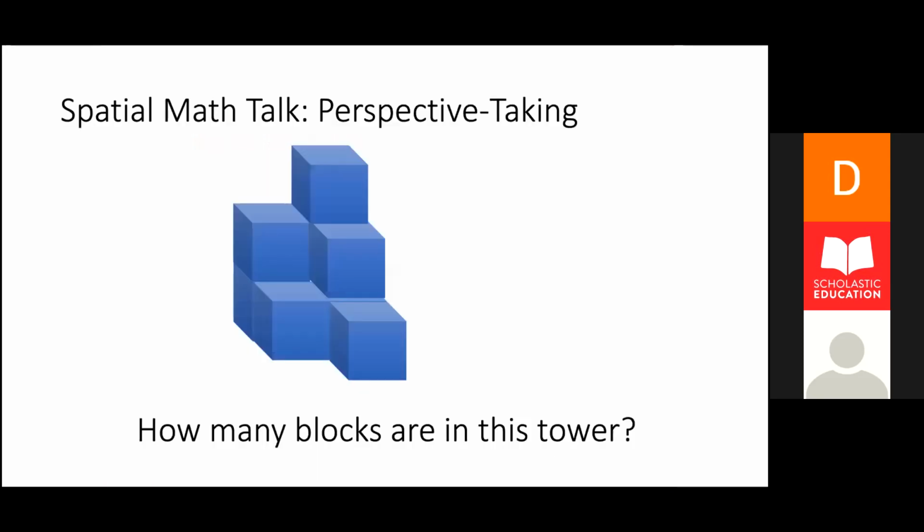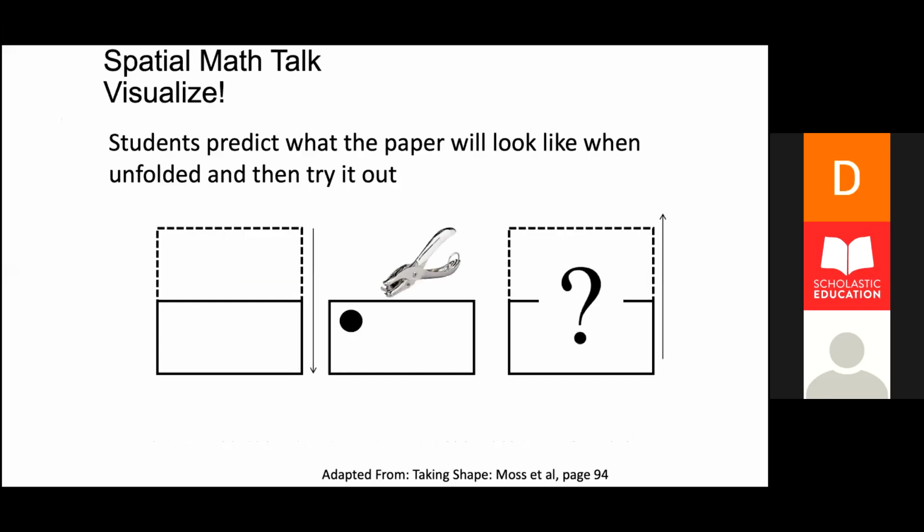For instance, in grade 3, perspective taking. You say to the kids, how many blocks are in this tower? Well, they almost have to, in their minds, walk around to the other side to be able to figure out how many blocks there are, right? Really gets them thinking from another perspective. This is a lot of fun. Again, this is taken from Taking Shape as well.